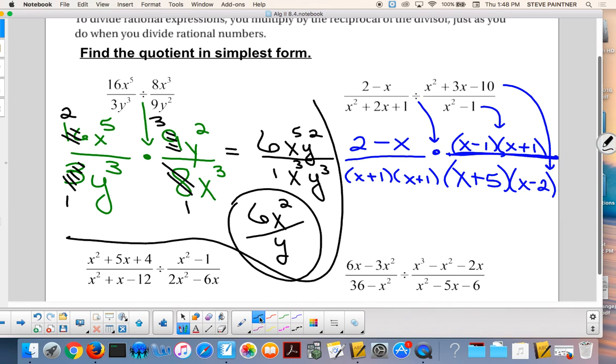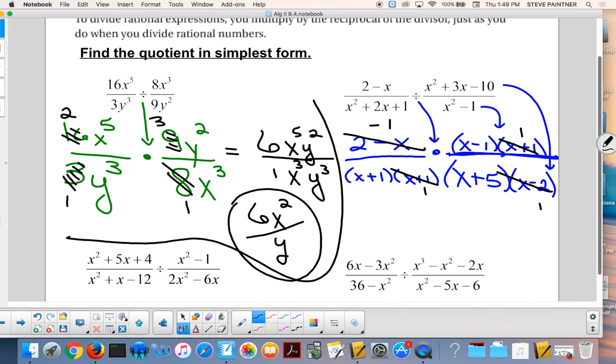Anything look alike? X minus 1 and x plus 1. Can you cancel them? No. X plus 1, x plus 1, yeah. Anything else look alike? 2 minus x, x minus 2. Those are opposites, because that's a 2, that's a negative 2, that's a negative x, that's a positive x. Go ahead, cancel, but do what? Negative 1. Okay.